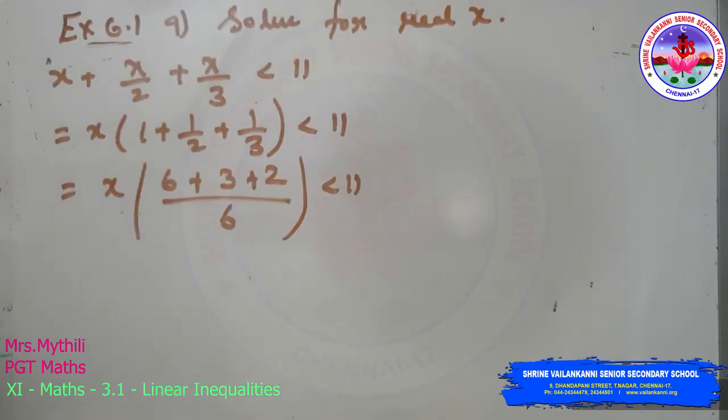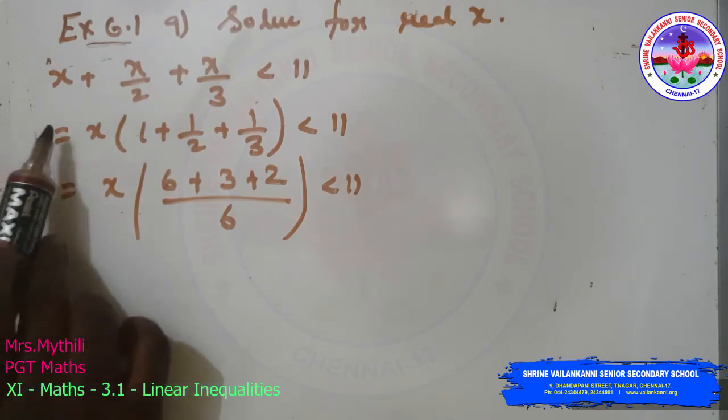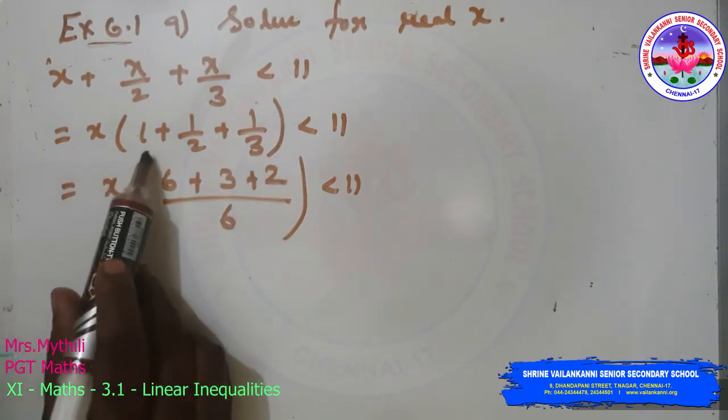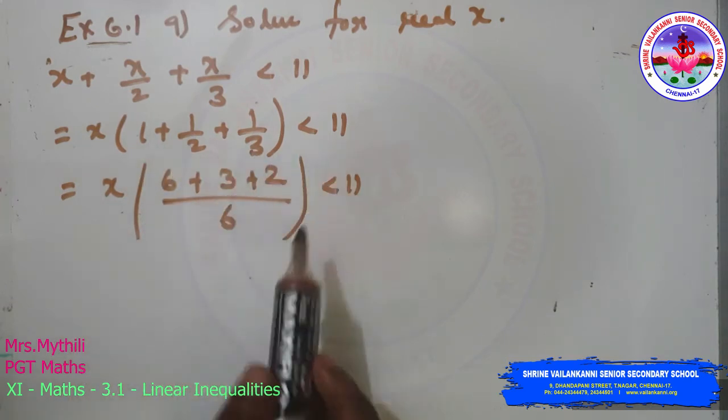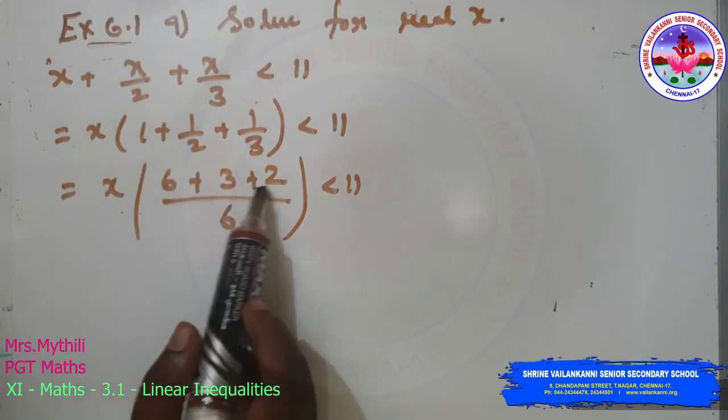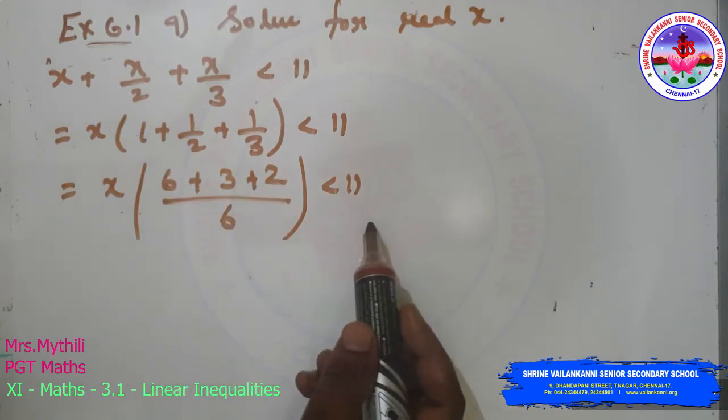Ninth one, solve the following inequality for real x. x + x/2 + x/3 is less than 11. So taking x common, x(1 + 1/2 + 1/3) is less than 11, which is equal to x times, taking LCM 6, (6 + 3 + 2)/6 is less than 11.